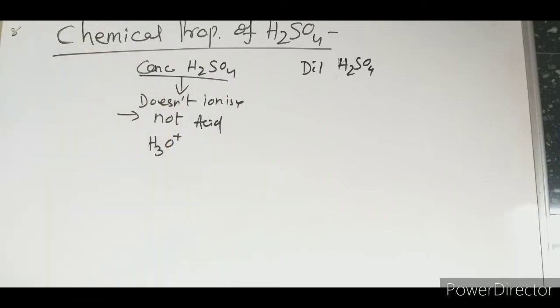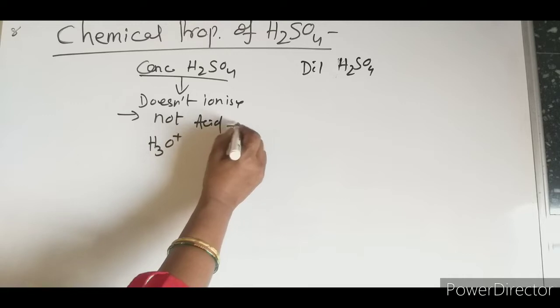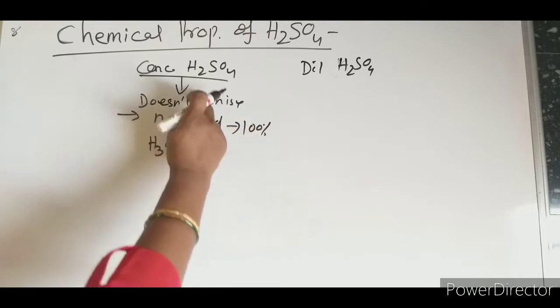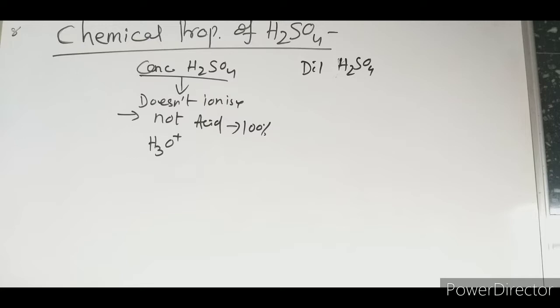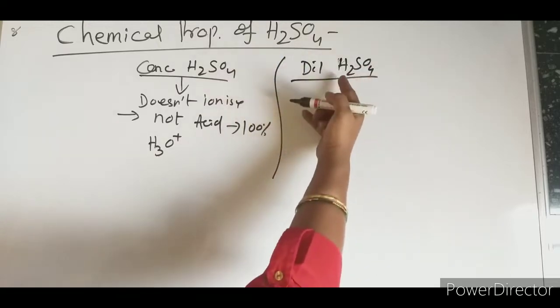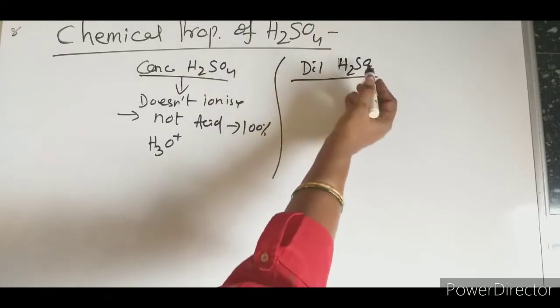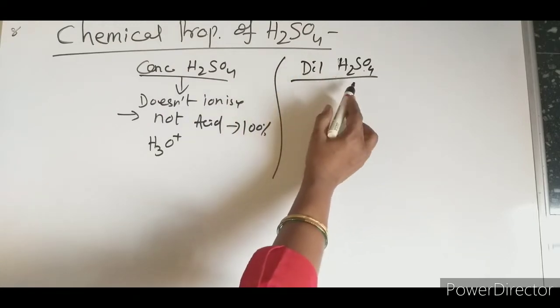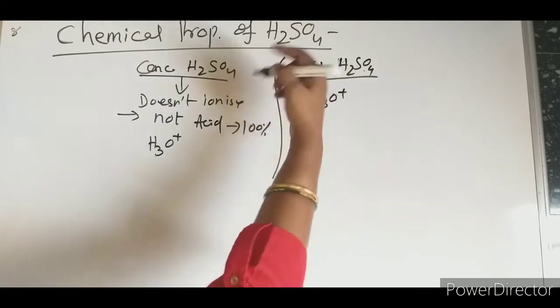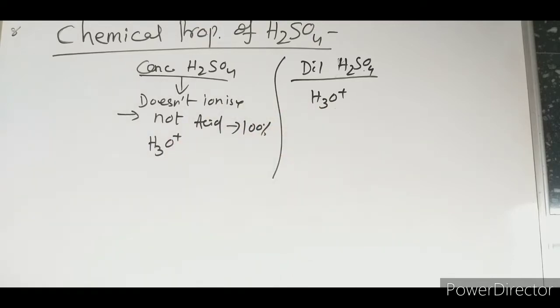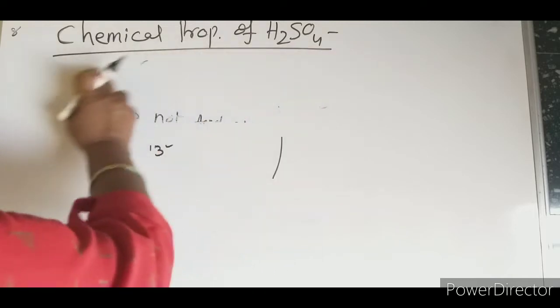When we are talking about 100% concentrated sulfuric acid, it will not behave as an acid, because it does not form ions. In the case of dilute H2SO4, when acid is added to water, dilution takes place, so more H3O plus ions will be formed. It will show the property of an acid. So whatever acidic property is shown, it is shown by the dilute sulfuric acid, not by the concentrated sulfuric acid.